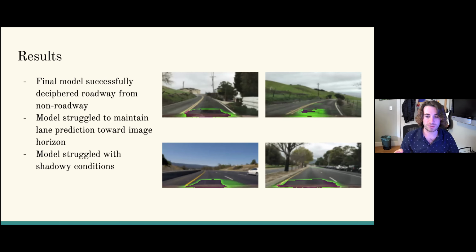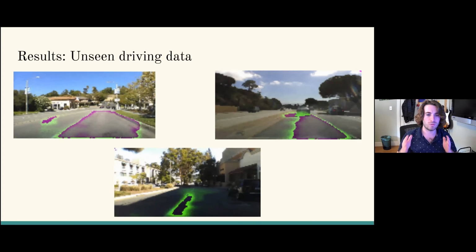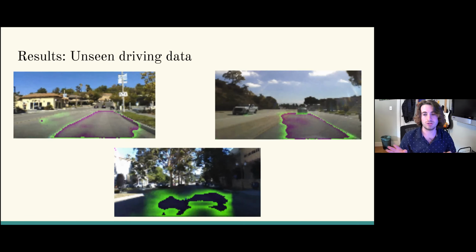And the model also struggled in darker, shadowy conditions, likely because there were minimal training examples in darker conditions, and the model tended to struggle when there were vehicles or any sort of object directly in front of the image. Here are some examples of the model predicting the roadway on completely unseen driving data.